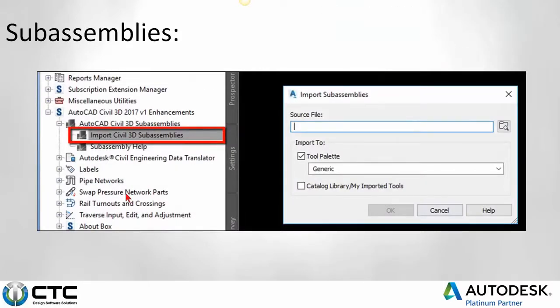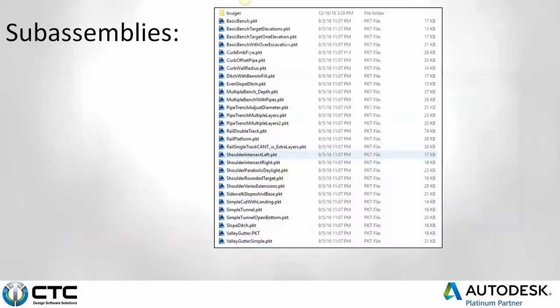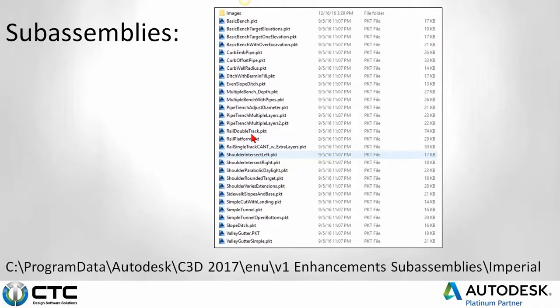Subassemblies, when you expand the enhancement pack, import Civil 3D subassemblies, that is the standard box you have. So you just navigate to it, but in the enhancement pack, this is the list that they made available. All of these have been changed from basically a .NET to a PKT format, and that is the file location where they are actually getting stored.